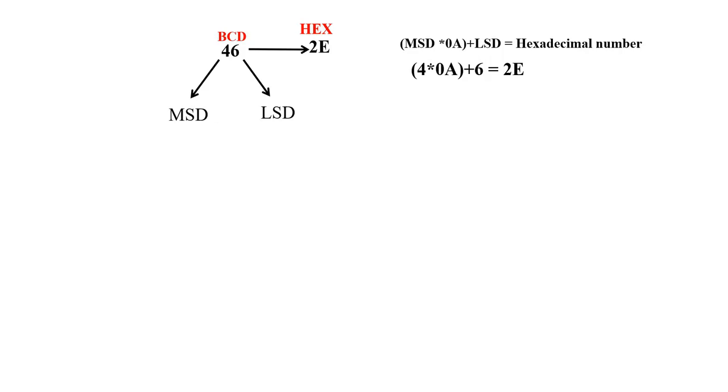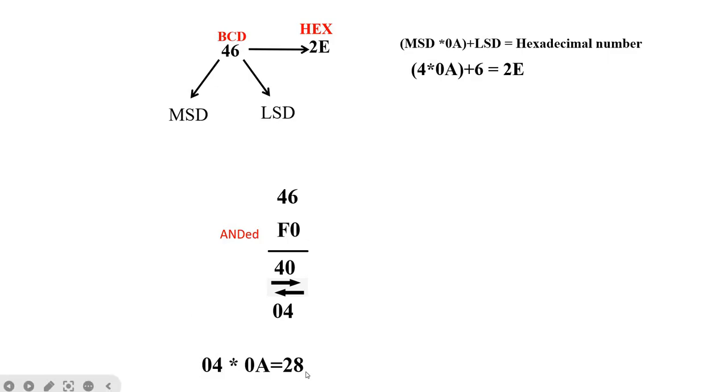Now we have to first extract the digits, that is 4 and 6, individually by the process of unpacking. For that, we will take the number 46 and AND it with F0. When we AND this, we get the result as 40. But we don't want 40, we want 4, that is, we want to extract the most significant digit. If we swap the digits of this 40, we will get 04. So we apply a swap instruction so that we get 04. Now this 04 has to be multiplied with 0A, and the product will be 28.